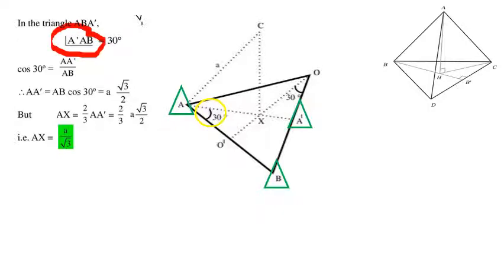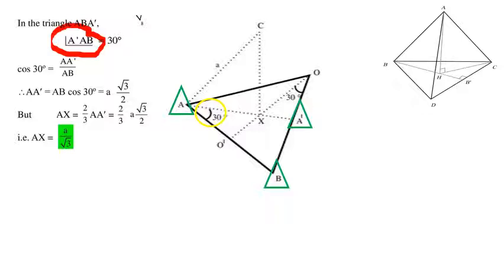So where is A dash B? By dropping a median here, we get the midpoint of OB. Considering this, we can write cos 30 equals A dash divided by AB, that is adjacent divided by hypotenuse. So adjacent will be A dash and the hypotenuse will be AB.